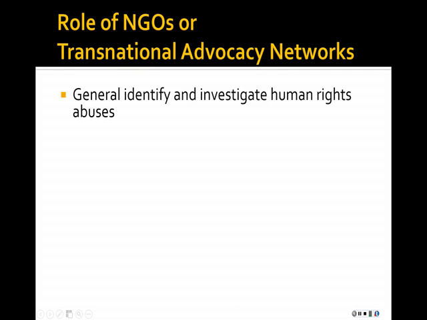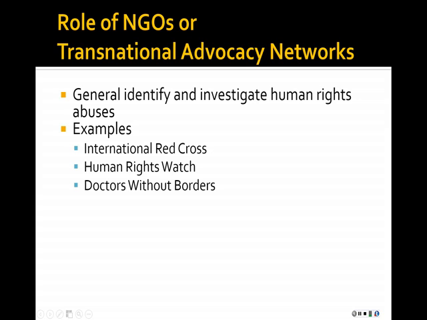All right. Very quickly, we'll just talk about the role of NGOs and transnational advocacy networks. And what NGOs can do is identify and investigate human rights abuses. And again, the example of Amnesty International in Module 2, we looked at one report from Amnesty International that comments on what's going on in Russia, for example. So they can investigate and publish those kinds of activities.